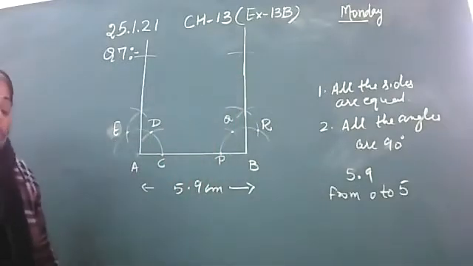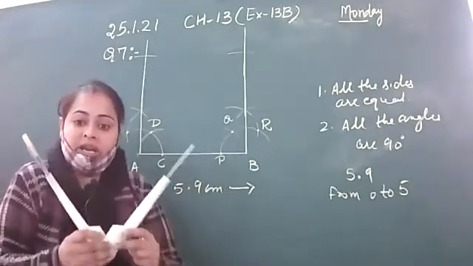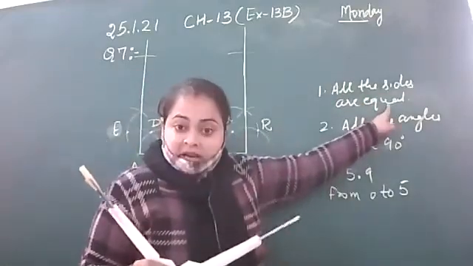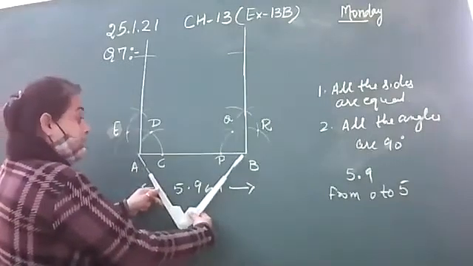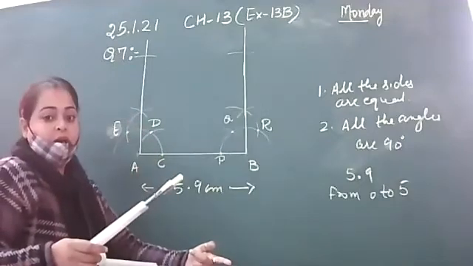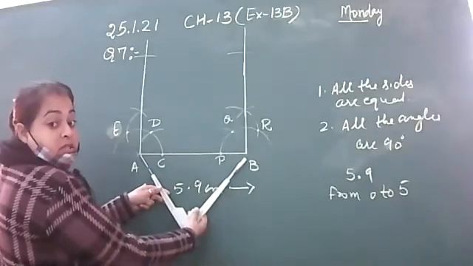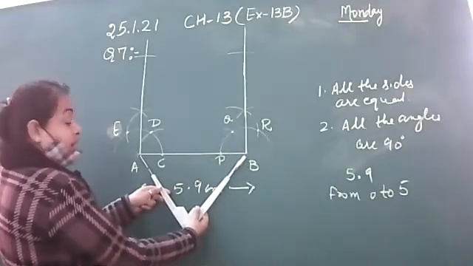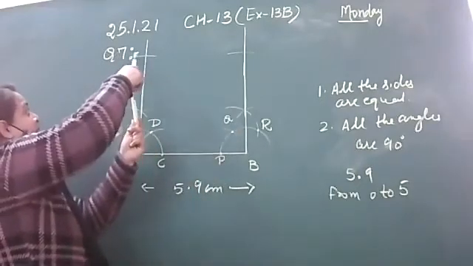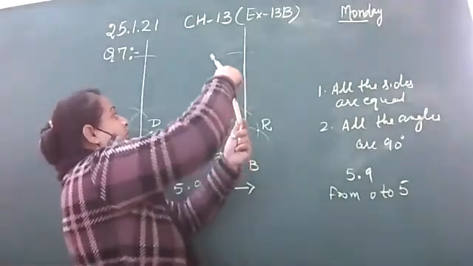Fine. And the length of this arc is 5.9 because all the sides are equal in a square. If this is 5.9, then other line segments are also 5.9. That's why I opened my compass 5.9. This is the reason. Open your compass 5.9 centimeter. Now put your compass at A, mark one arc. Again, the same, you will put at B, mark another arc.